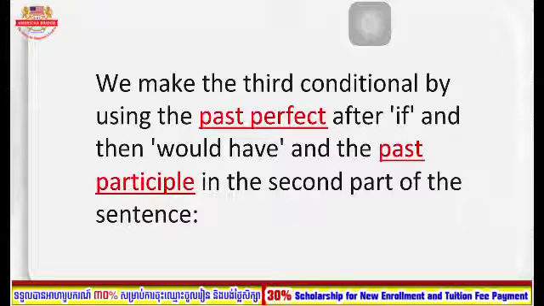We make the third conditional by using the past perfect after if and then would have and the past participle in the second part of the sentence. Okay, good. So this tells you the form of third conditional, right? Now let's see the form of third conditional, and then teacher will tell you again about how to use third conditional in sentences.